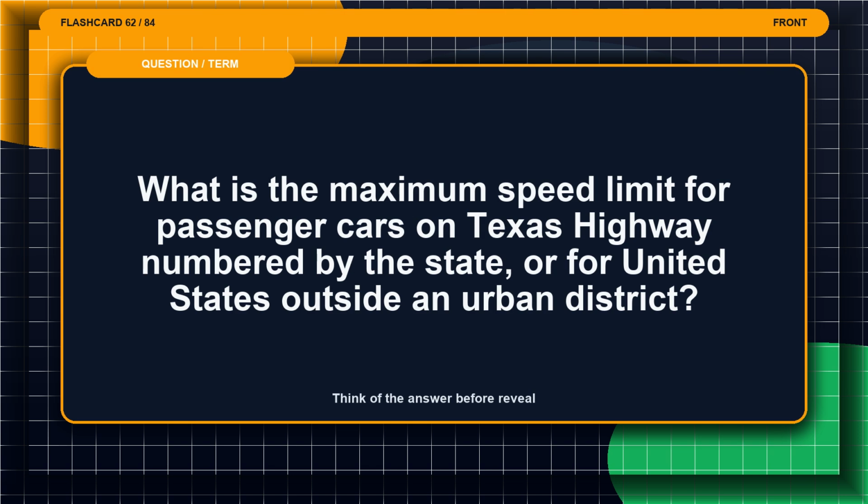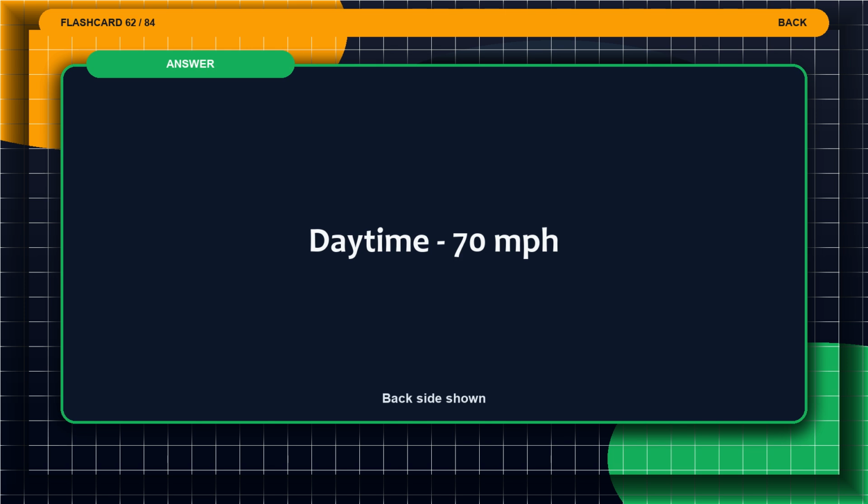Flashcard 62. What is the maximum speed limit for passenger cars on a Texas highway numbered by the state, or by the United States, outside an urban district? Think of the answer before the reveal. The answer is daytime 70 mph.